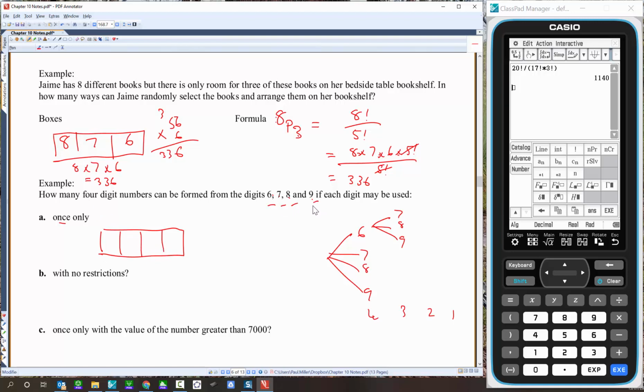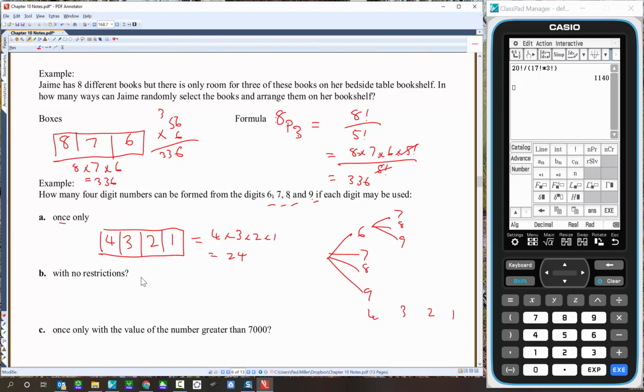So I've got the 4 digits all up for grabs first of all. Then there's going to be 3 digits left after I've made my first pick, 2 digits, 1 digit. So that's 4 times 3 times 2 times 1. That's 12, that's 24. What about if there's no restrictions?